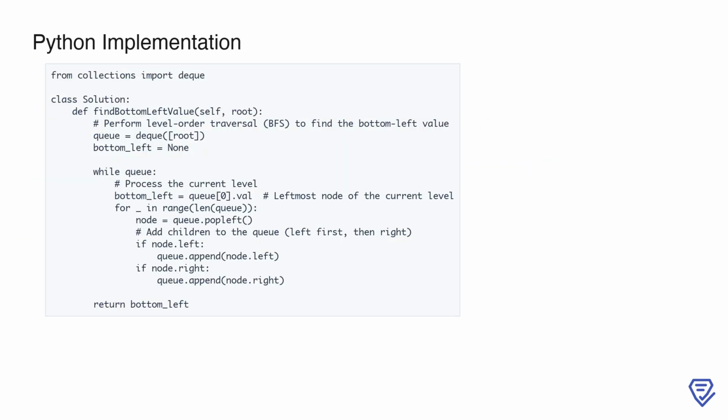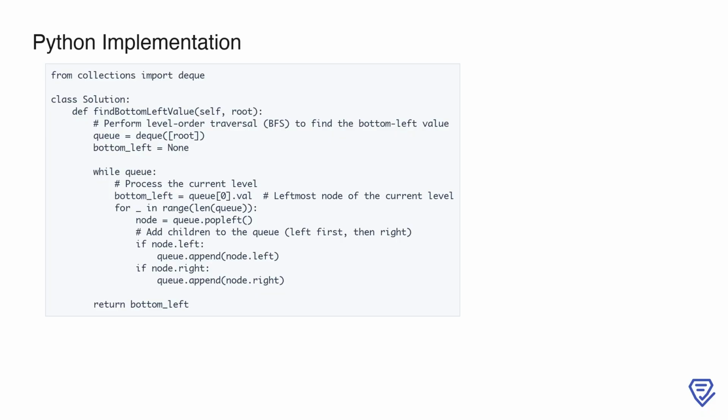This implementation solves LeetCode problem number 513, Find Bottom Left Tree Value, using a level order traversal, breadth-first search, or BFS, approach. The goal is to find the leftmost node value in the bottommost row of a binary tree. We start by importing deque from the collections module, which is used to efficiently implement the BFS queue. Inside the findBottomLeftValue method, we initialize a queue with the root node and declare bottom_left to store the leftmost value at the current level.